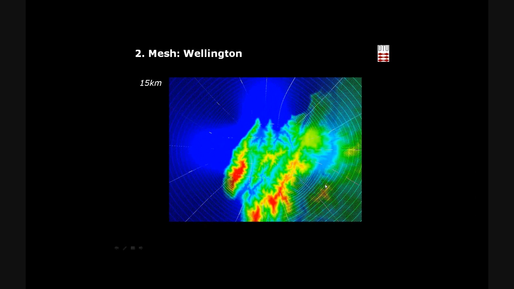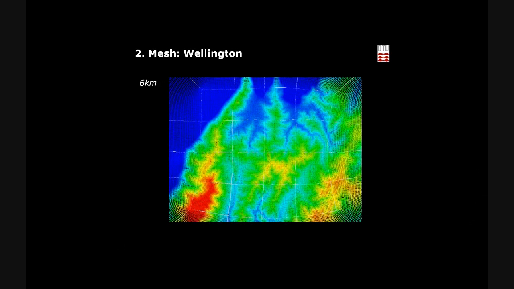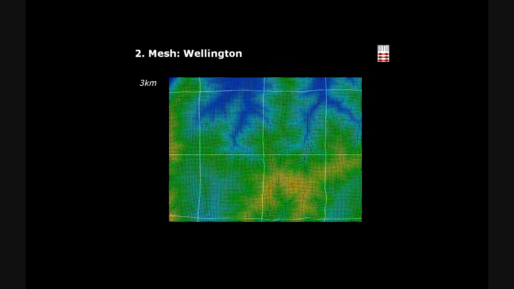I can zoom in on the mesh. This is about 15 kilometers and 6 kilometers. You see in this inner domain the resolution is constant. This is 3 kilometers, and this is about 2 by 2 kilometers. That's the tile that was specified.